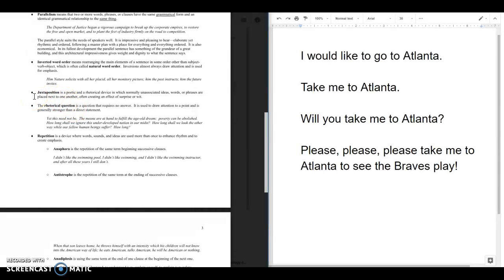Juxtaposition is when you have two ideas, words, or phrases that are not usually associated with one another, and they're put next to one another. An example of this would be, say that you're listening to a song that has music that sounds like a lullaby. However, the lyrics are actually saying something very dark and very sinister.